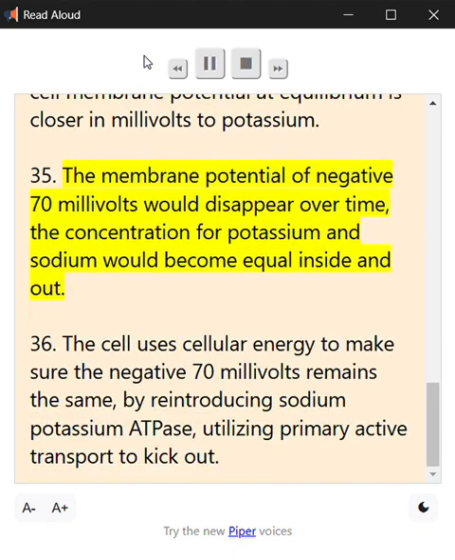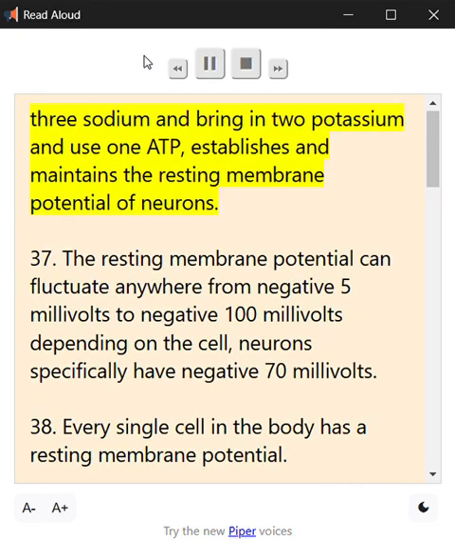35. The membrane potential of negative 70 mV would disappear over time. The concentration for potassium and sodium would become equal inside and out. 36. The cell uses cellular energy to make sure the negative 70 mV remains the same by reintroducing sodium-potassium ATPase, utilizing primary active transport to kick out 3 sodium and bring in 2 potassium and use 1 ATP, establishes and maintains the resting membrane potential of neurons.